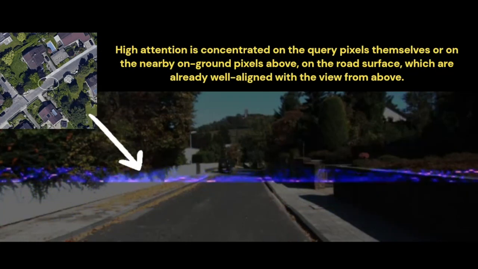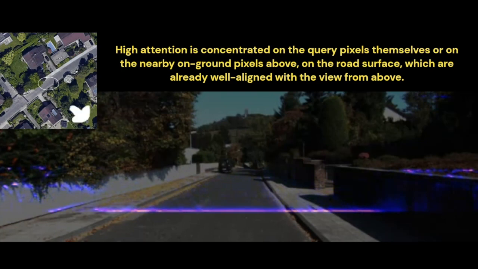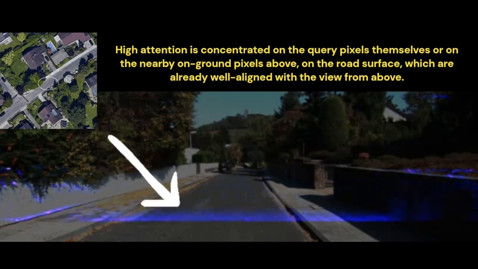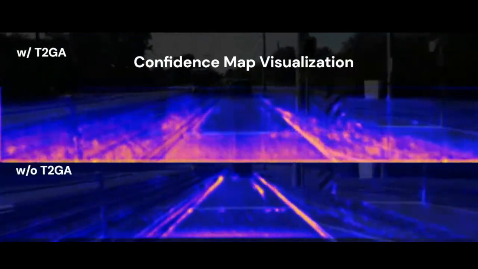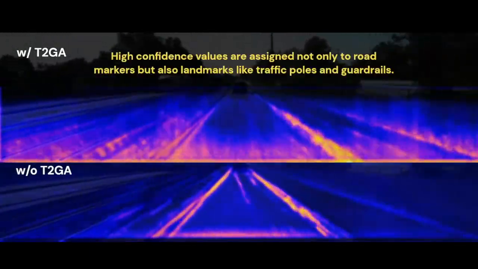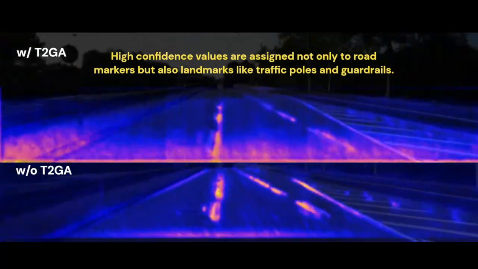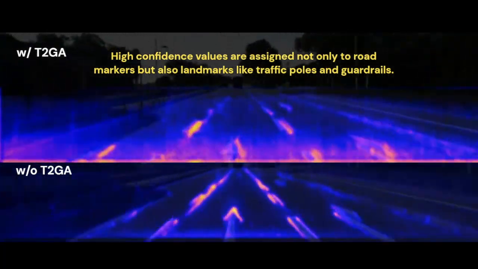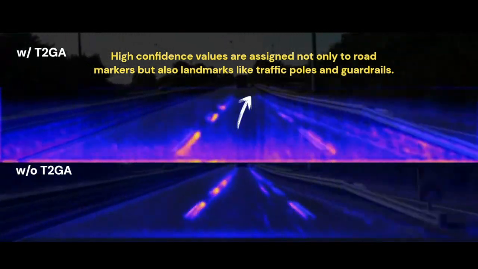On the road surface, high attention is concentrated on the query pixels themselves or on the nearby on-ground pixels above, which are already well aligned with the view from above. From the confidence map with and without T2GA, we can see that with T2GA, high confidence values are assigned not only to road markers, but also to landmarks like traffic poles and guardrails.